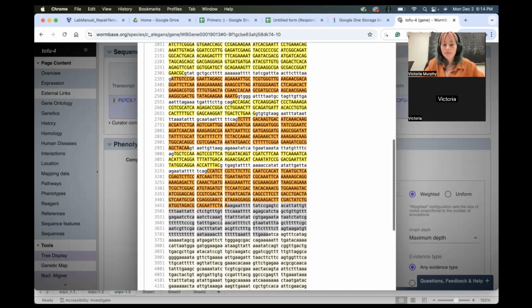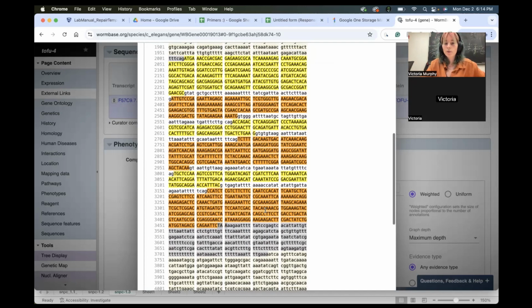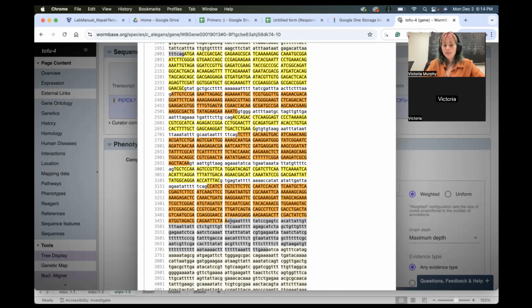And similarly, the last three capitals are the stop codon. So this specific Wormbase page is telling me that this start is used in the translation of this protein, and this stop is used in the translation of this protein. Then all these gray sequences, they're the untranslated regions, meaning that they are present in the RNA, but they are not translated in the protein.